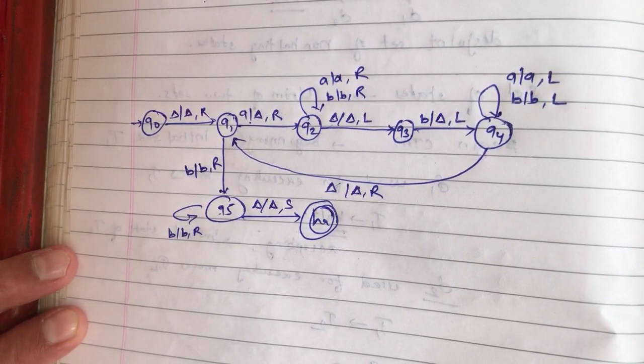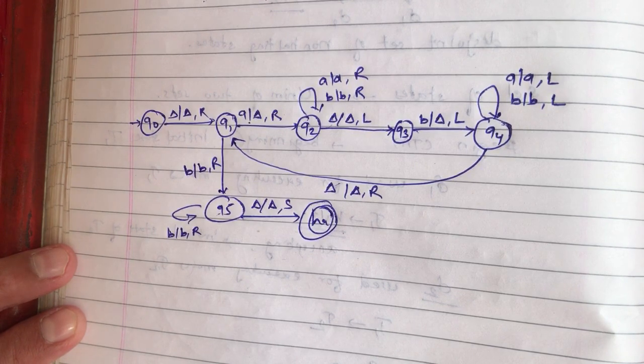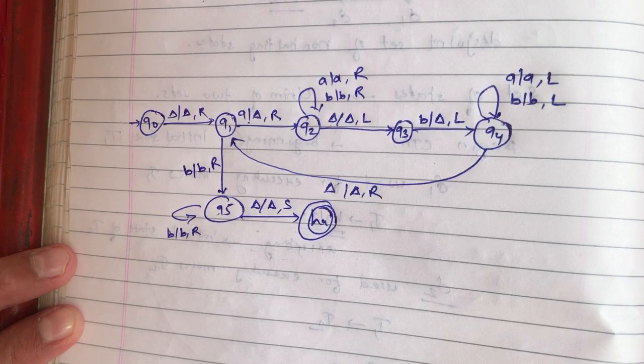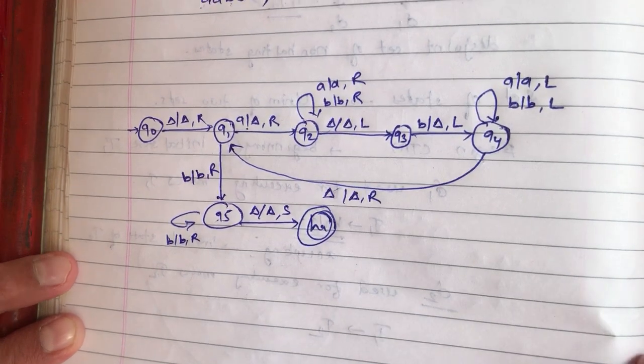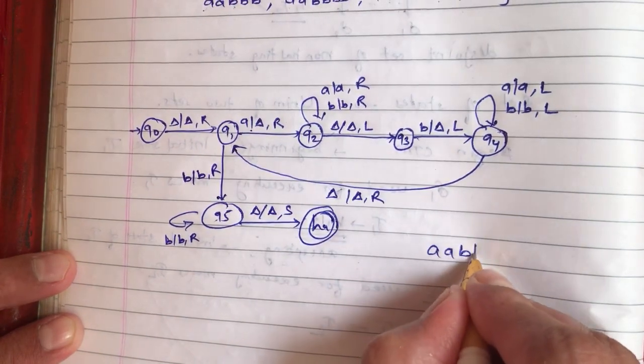So this becomes the solution for a raised to i, b raised to j, where i is less than j. All students are advised to write the 5 tuple for this particular Turing machine and solve one example, that is aabbbb.